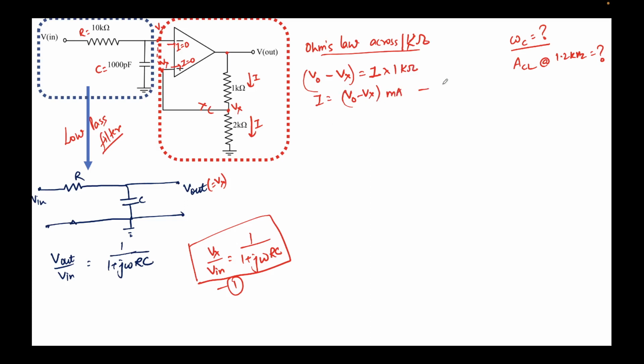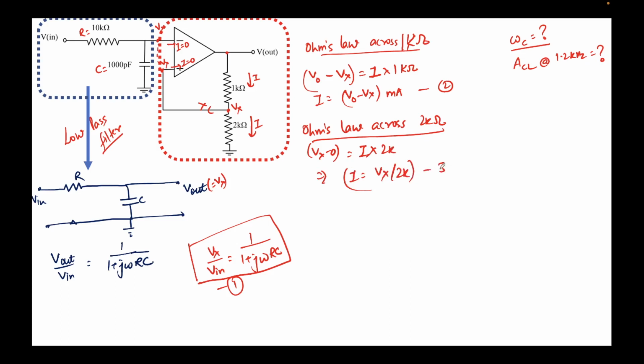Now let's call this expression 2. Now I'll apply Ohm's law across the 2 kilo ohm resistor, and I will write Vx minus 0 because the potential drop across this resistor is Vx minus 0, which is equal to the current flowing, I, times the resistor value, which is 2K. So this gives me I equal to Vx over 2K. This is expression number 3.